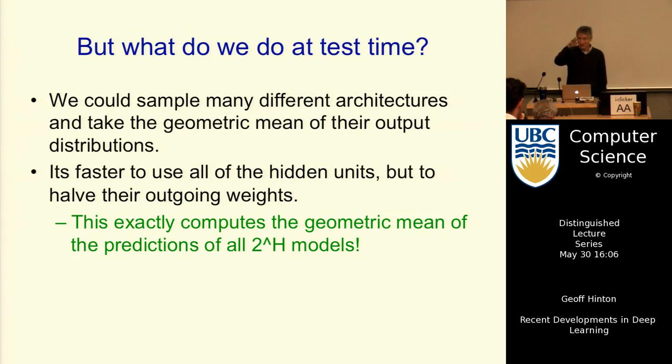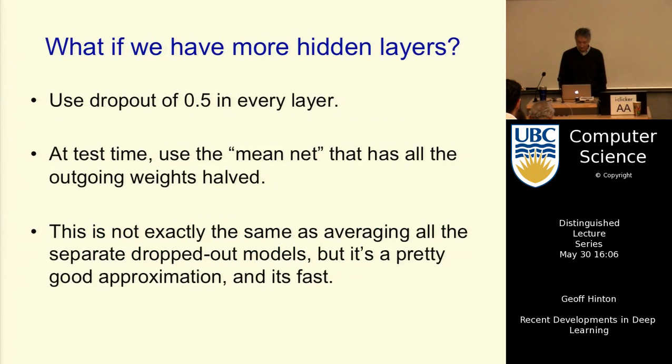So we just run one net at test time. It's twice as big as any of the individual nets we ran during training. And now we've computed the geometric mean. So this makes it possible to train a huge number of different models at training time efficiently, and to combine them at test time efficiently. If you have more hidden layers, you just keep doing dropout. You leave out 50% of the units in every layer.